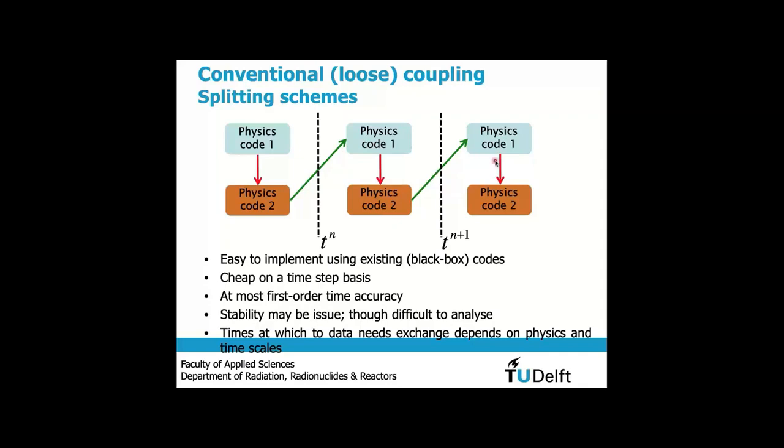So basically it's a very rudimentary way of sharing data between the two codes. Now this is the most commonly applied, and we also do this. And this is, let's say, called loose coupling. It's easy to implement. Actually, well, I wouldn't say super easy, because in practice, of course, there's still a lot of work to do.